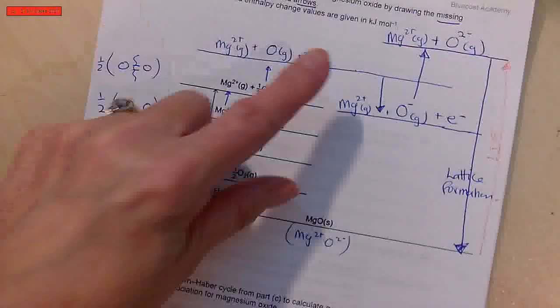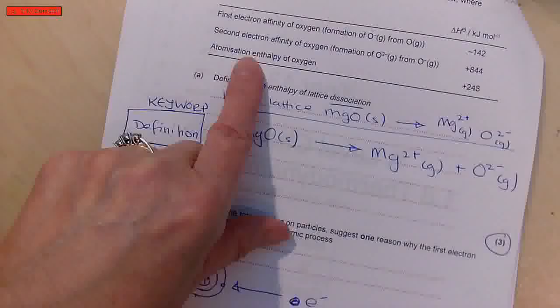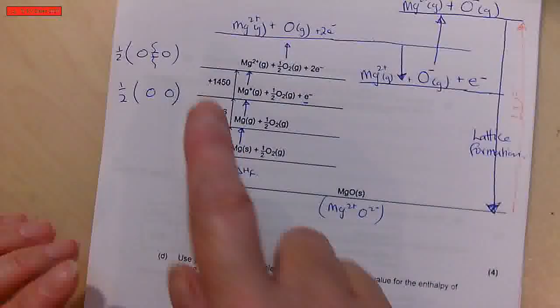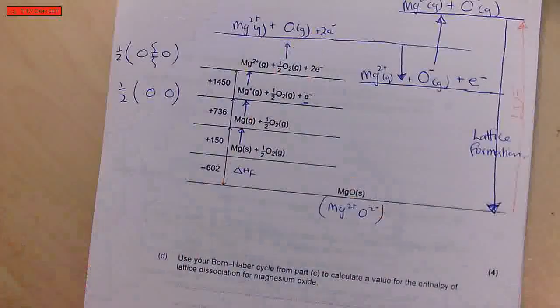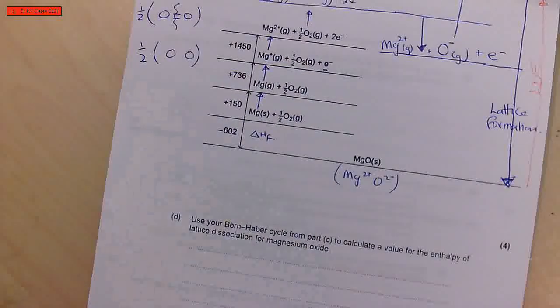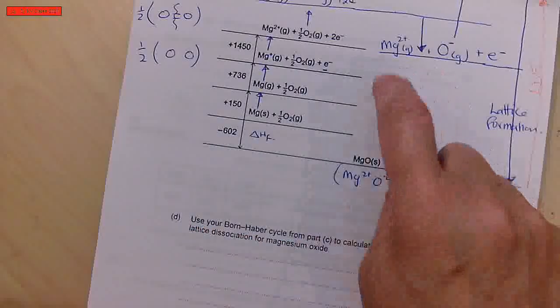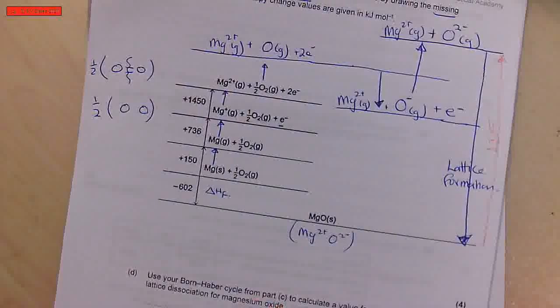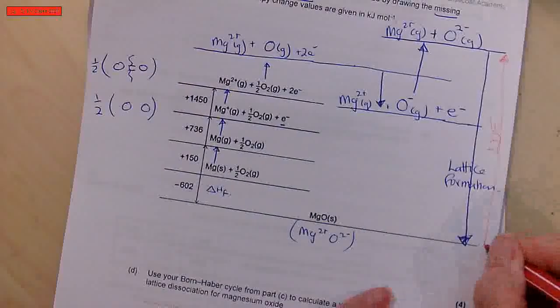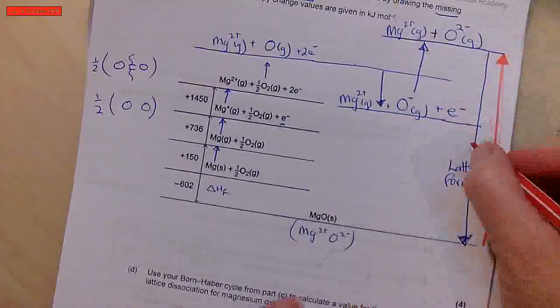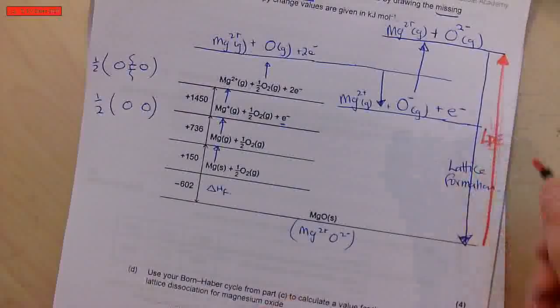What is it asking? Okay, it asks me to just draw the missing levels. Complete the Born-Haber cycle by drawing in the missing levels. Standard enthalpy change values are given. Okay, fantastic. Right, let's have a look at the next question then. Use your Born-Haber cycle. There we go. We've got it all drawn out, to calculate a value for the lattice enthalpy of dissociation. So it actually wants us to calculate this. Okay, so that's our lattice dissociation enthalpy.